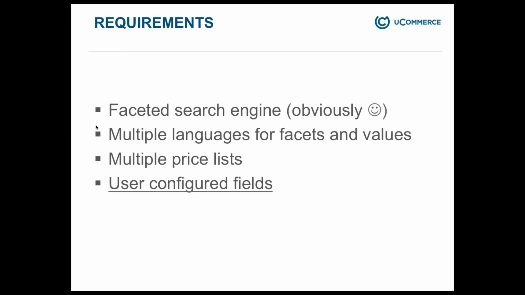So we needed to support multiple languages for facets and values. So the facet would be the size, and the value would be a size 4, 5, and 6, for example. Now for colors, you would want color, and you would want red, green, and blue, and you would have something else in German, something else in Danish. So that just needs to be reflected based on the language the customer is actually shopping in.